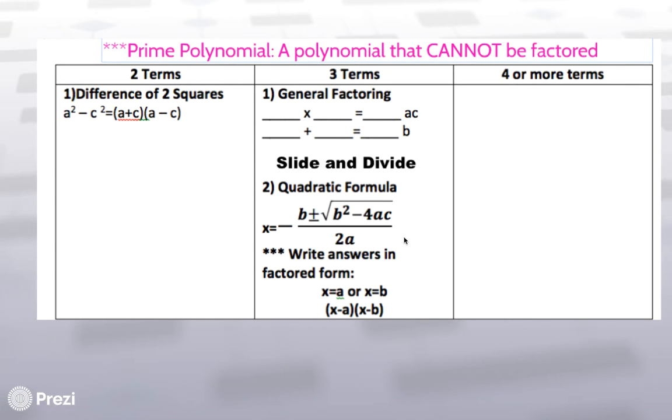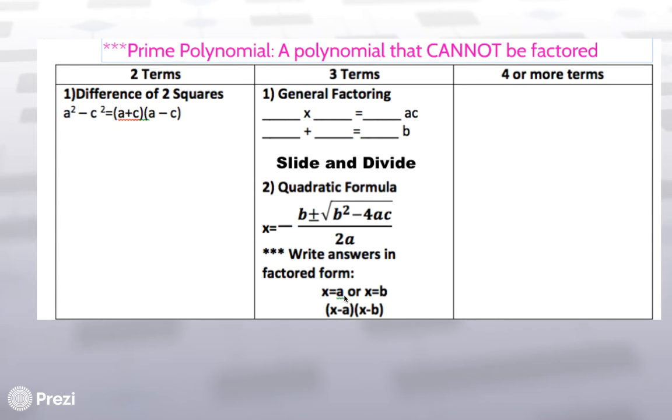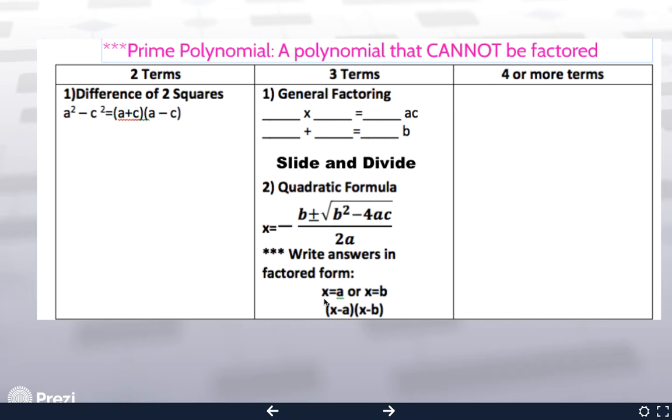Now, something to keep in mind: if you ever use the quadratic formula, what you're actually doing is finding the zeros or the x-intercepts or the roots of the polynomial, which are not factors. To get your answers from the quadratic formula in factored form, you have to move the a to the other side and the b to the other side.